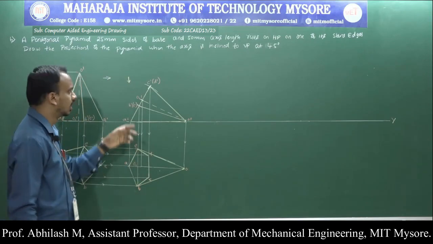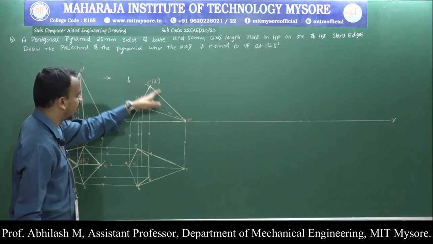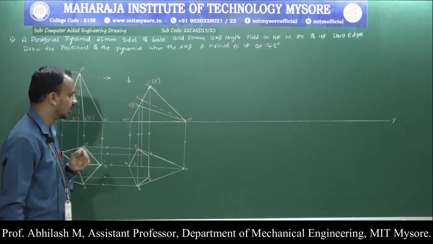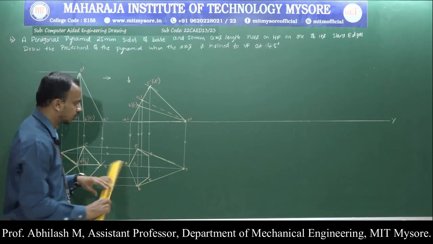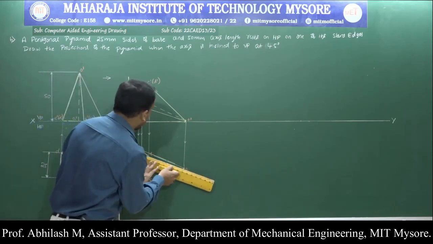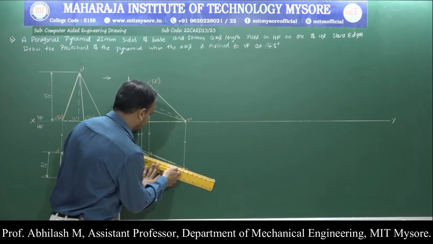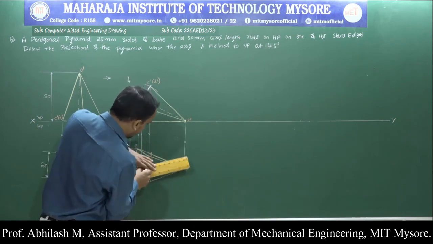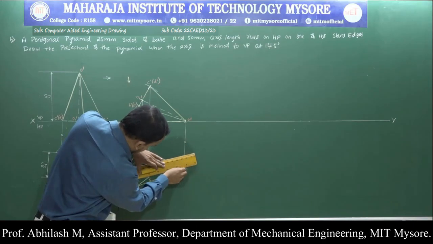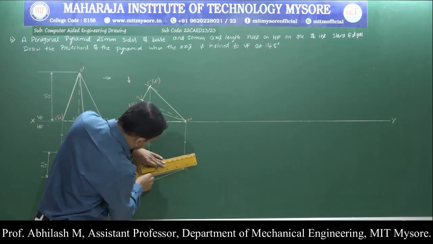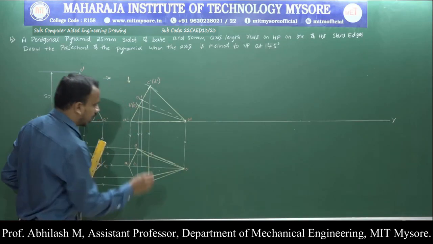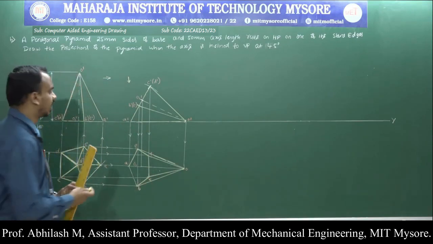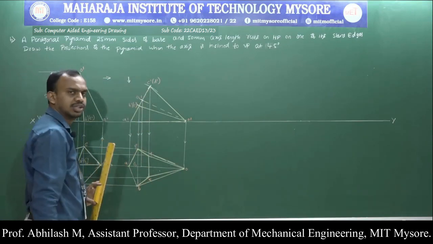Coming to the edges, from O to D dash and O dash to C dash is completely visible. So from O to D and from O to C, it is completely visible. Next, which is the side which is far from the observer?